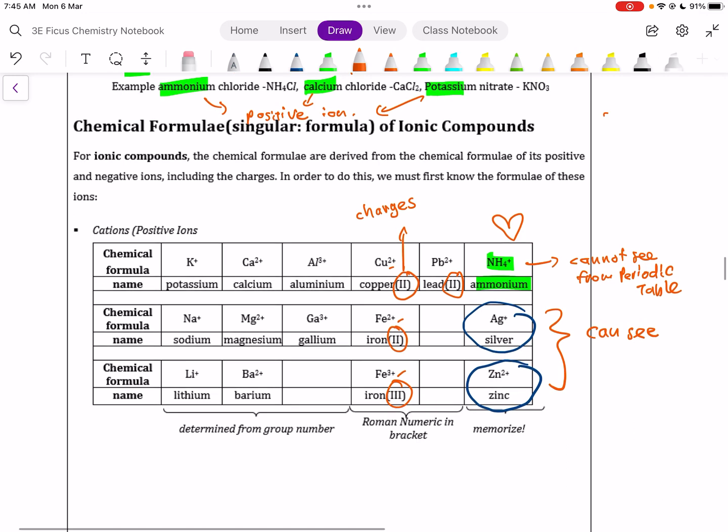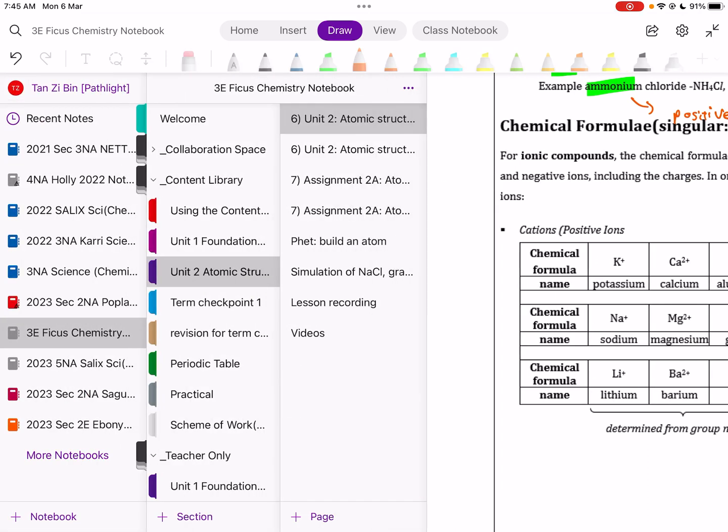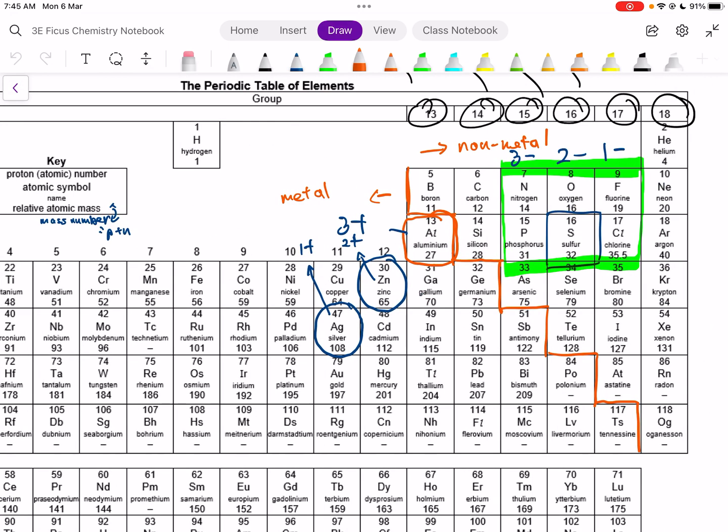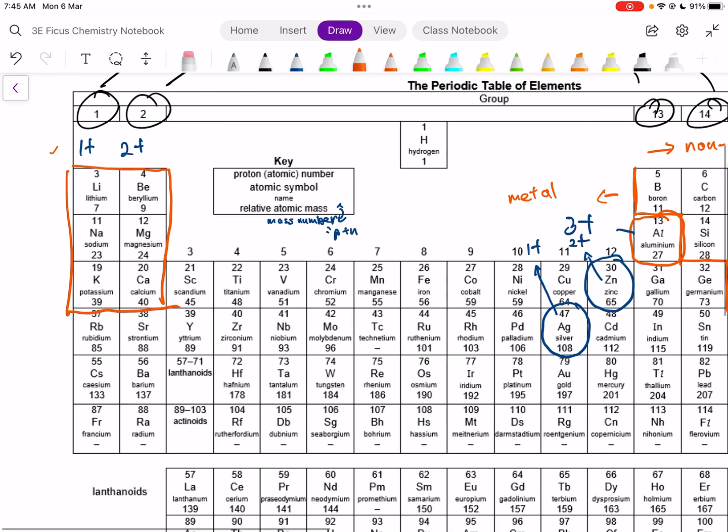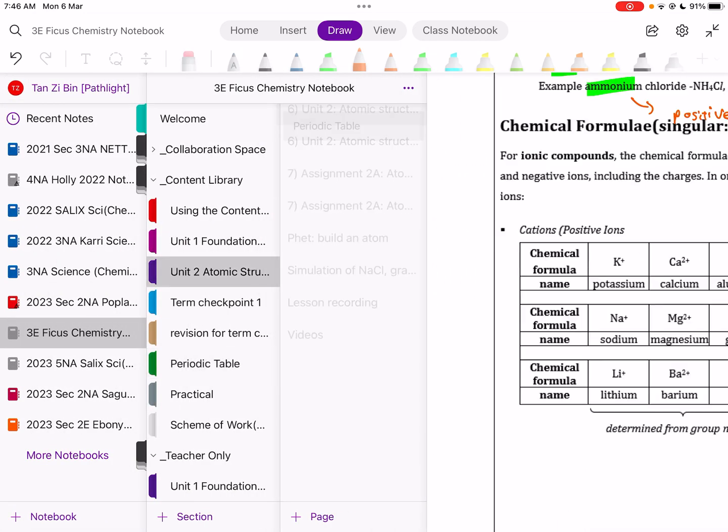Then the rest you actually determine from the group number itself. That one is quite straightforward, you don't really have to memorize. Just know from the periodic table that group one is 1 plus, group two is 2 plus. Then aluminium in group 13 is 3 plus. Hydrogen, this one is quite unique, is 1 plus, you might want to take note. Then there's another thing called H minus also. This is called the hydride. So we have the H plus, which we just call the hydrogen ion, that you find in acids. Let me go to here.